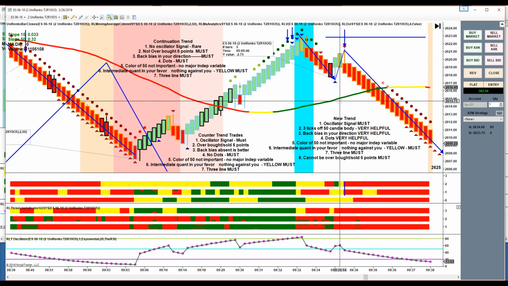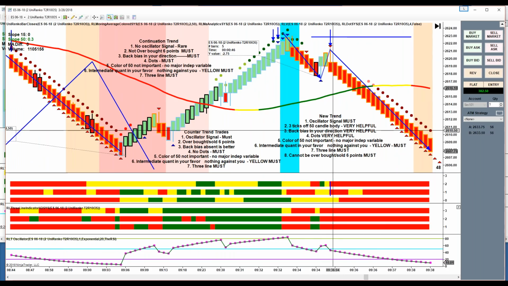Now, I want to say that the background bias in your direction is very helpful, but if you want to take the lowest risk trades, you're going to have it. Being 3 ticks off the 50 is not mandatory, but if you only want to take the lowest risk trades, that's what you're going to do. The intermediate quant has got to be with you. The 3 line's got to be with you, and you cannot be overbought or oversold.